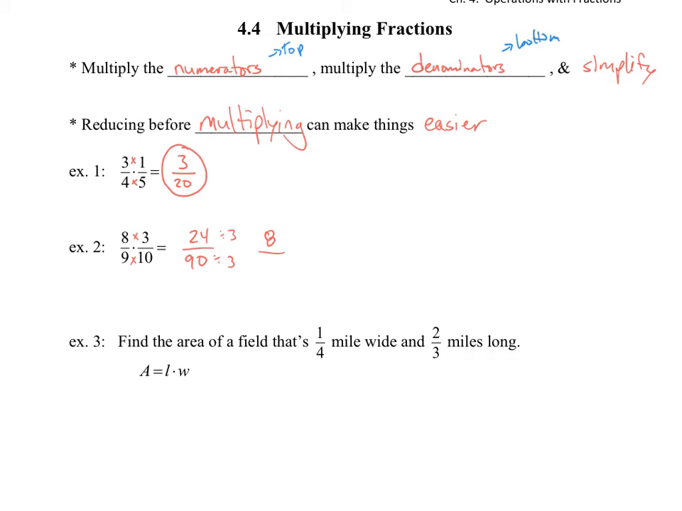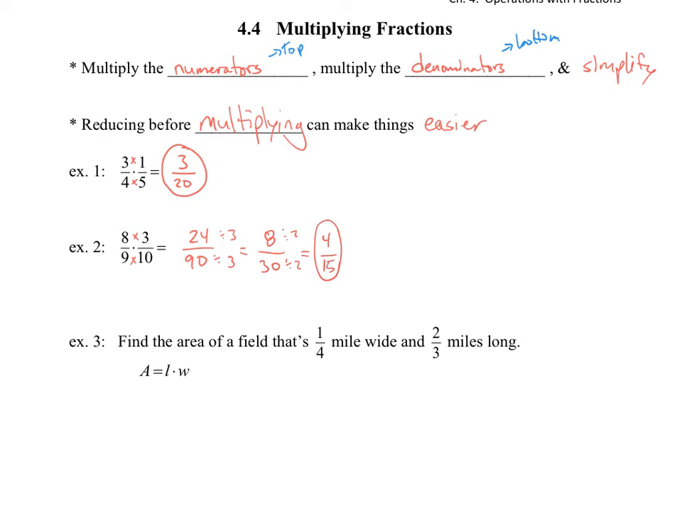Into 90? 30. Does anything fit into 8 and 30? 2 does. So divide by 2. 4, 15. Does anything fit into 4 and 15? No, evenly it does not. So there's our final answer.